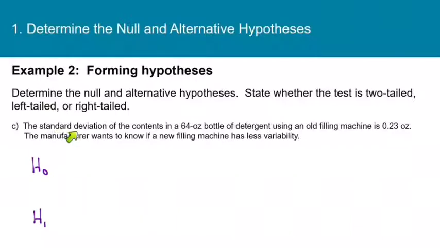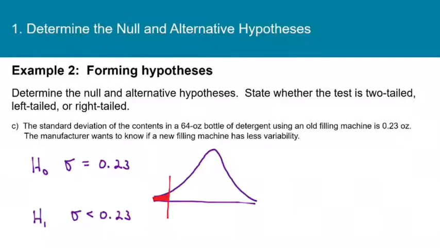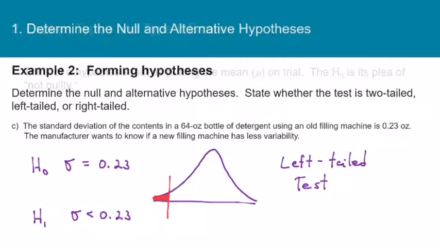The null is always the statement of equality. So the null hypothesis will be that sigma equals 0.23, and they're interested in finding out if the new machine has less variability. So the alternative will be that sigma is less than 0.23. And of course, this symbol is pointing to the left. So when you draw the diagram, you would shade the left tail, and this would be a left-tailed test.